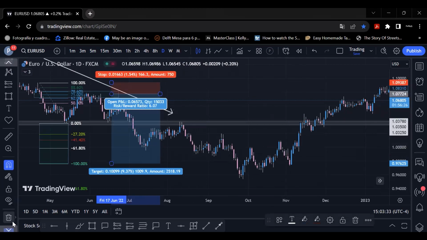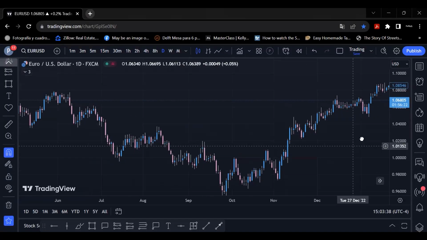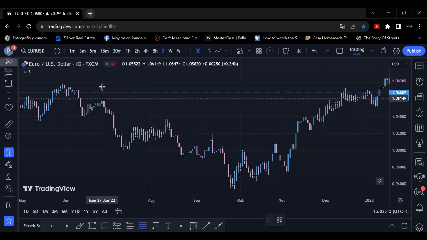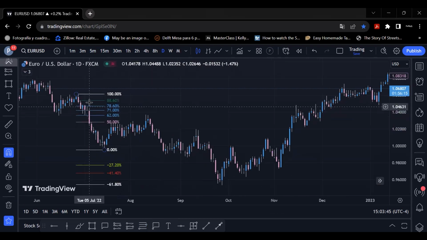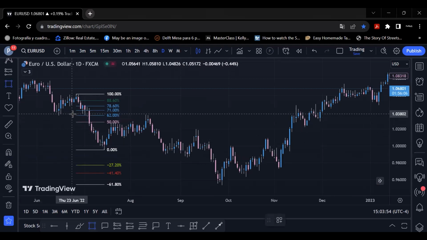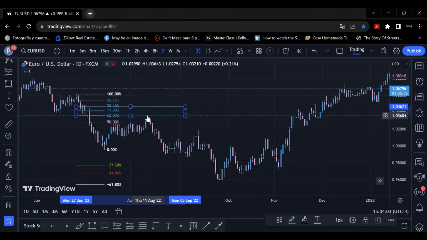And let's erase everything that we have here. Okay, so now let's measure the next range right here from high down to low. You can see that you have a range from high down to low. So if it starts retracing, where can it retrace to? And where can you start looking to be a seller would be from the 78.60 to the 62%. And you can see how price hits the 62% and starts heading down.